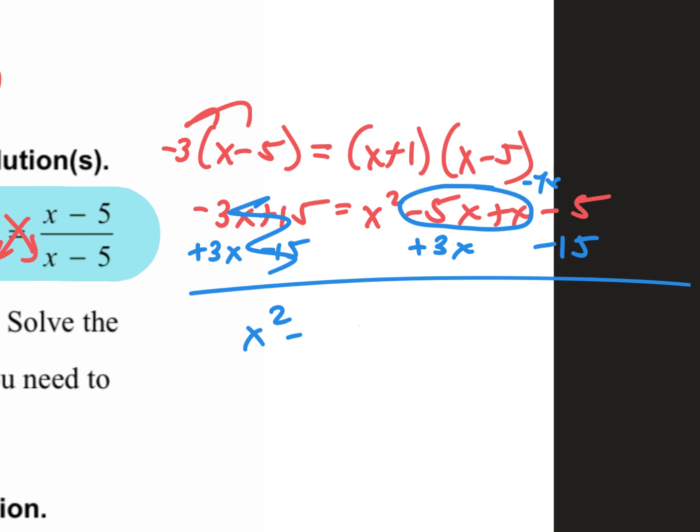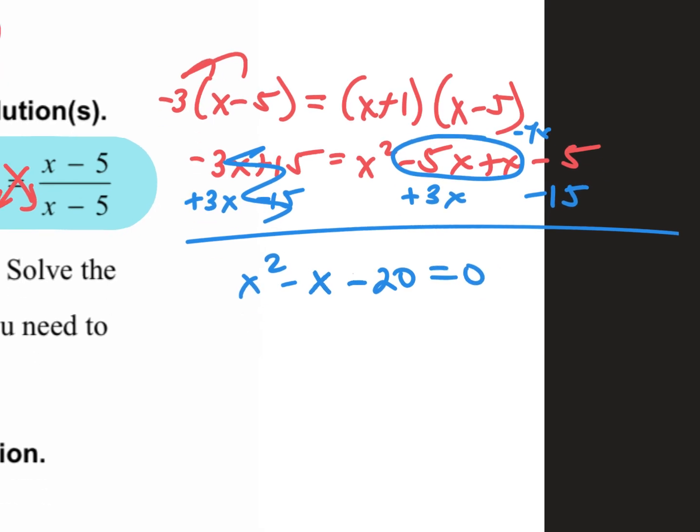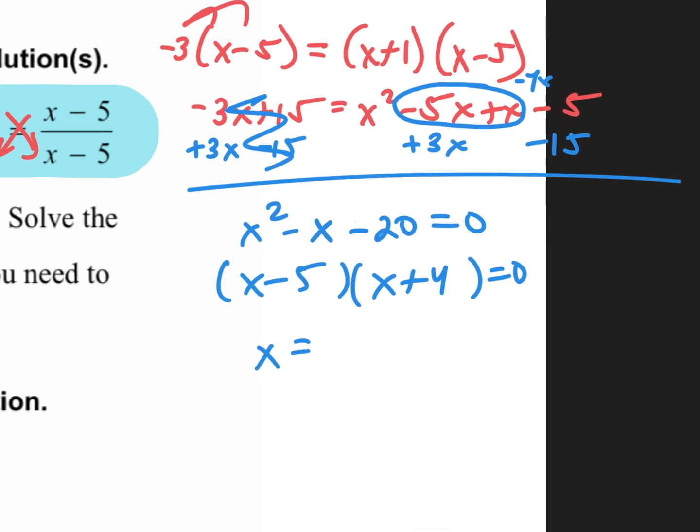negative 4x plus 3x gives me minus x, right? And then what's negative 15 and a negative 5? Minus 20 equals 0. Can you factor that? What times what gives me negative 20 when I multiply, but a negative 1 when I add? Minus 5 and plus 4. Good. So what are my two x values here? X equals positive 5 and negative 4.